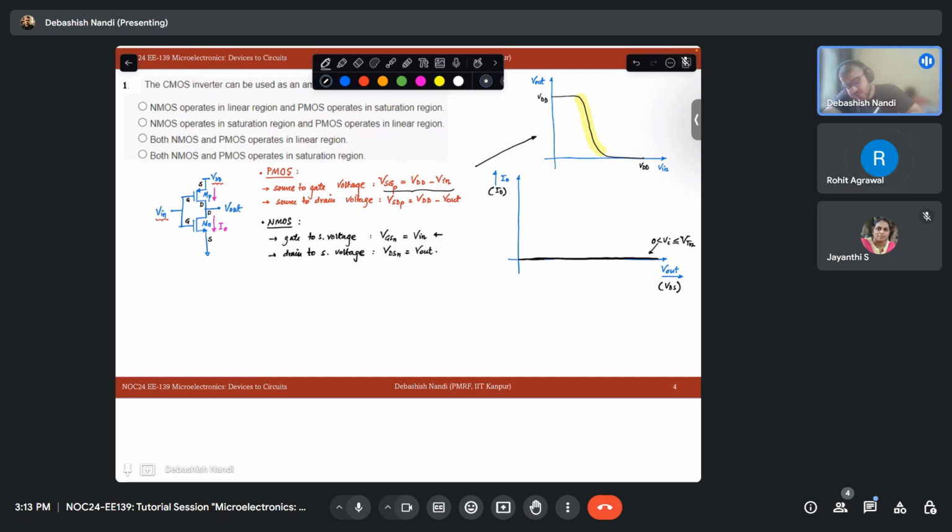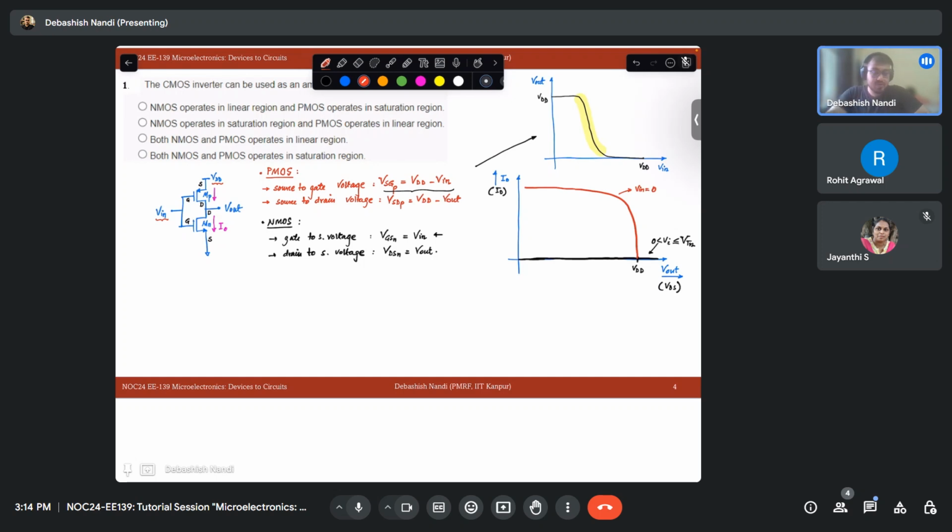So PMOS will have a characteristic something like this. Let's mark a point here. That is my VDD. So PMOS will have a characteristic something like this, right? This is the case for Vin equal to 0.